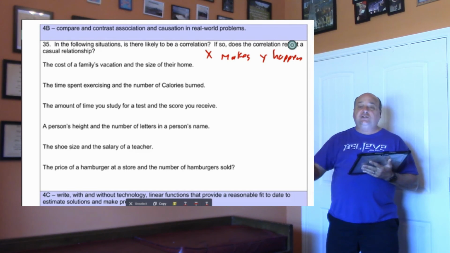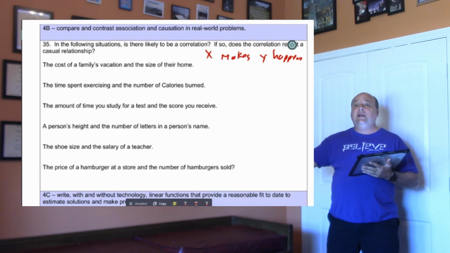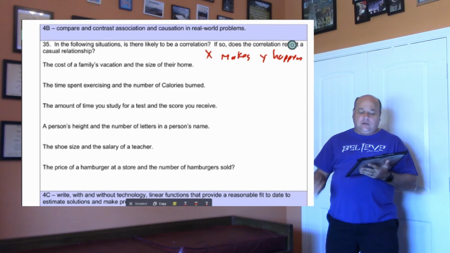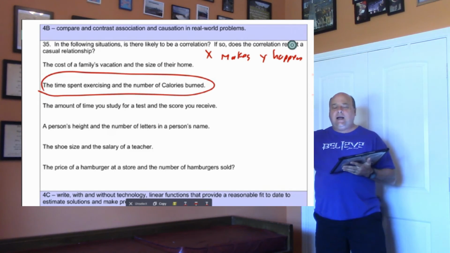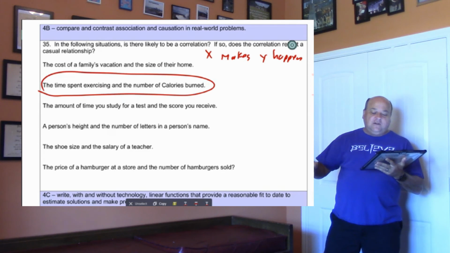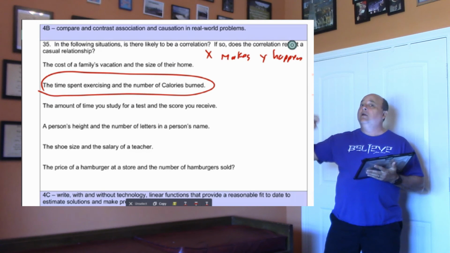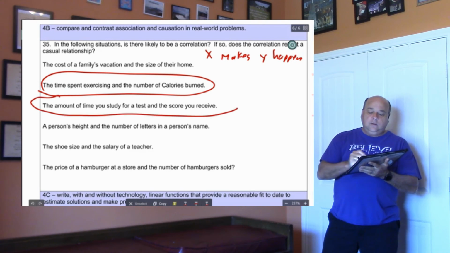The time spent exercising, the number of calories burned, ding, ding, ding. The more time you spend exercising, the more calories you will burn. That will happen every single time. That is a correlation. X does make Y happen. The amount of time you study for a test and the score you receive, ding, ding, ding. The more you study, your test score should go up, okay?